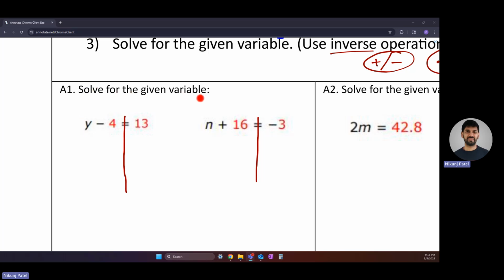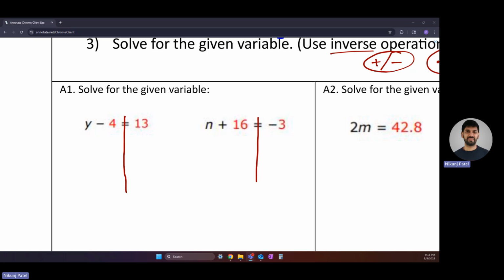So it says solve for the given variable. In this first one, we have y minus 4 equals 13. We're trying to figure out what number is y. Y is just a placeholder for a number that makes this a true statement. Some number subtracted by 4 is equal to 13. So you can do this mentally if it's a simple enough equation.